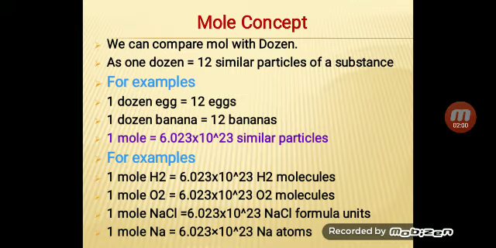As 1 pair is equal to 2 similar things, 1 dozen is equal to 12 similar things. 1 century means 100 similar things. 1 milli is equal to 1000 similar things. 1 gross means 144 similar things. Similarly, 1 mole is equal to 6.023 × 10^23 similar things. That's why 1 mole means heap or pile, because it is a large number of particles.